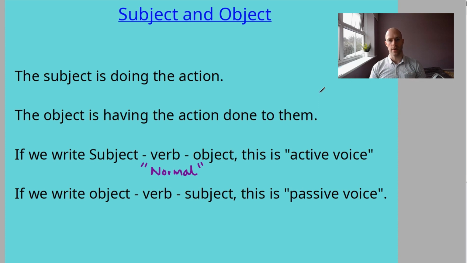The subject is doing the action. The object is having the action done to them. We normally write subject, verb, object. We usually write in active voice, and if you flip it around, it's in passive voice. But really do start writing subject, verb, and object on your question, and that's just going to help tighten everything up. This is one of those that you really need to know the reason why.